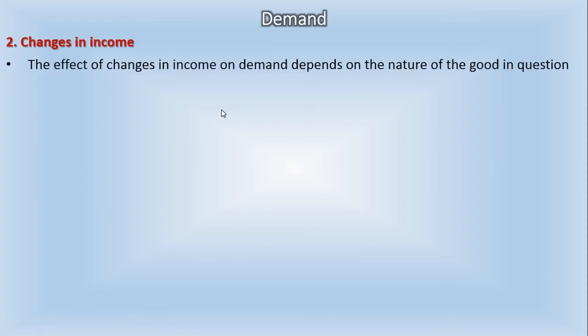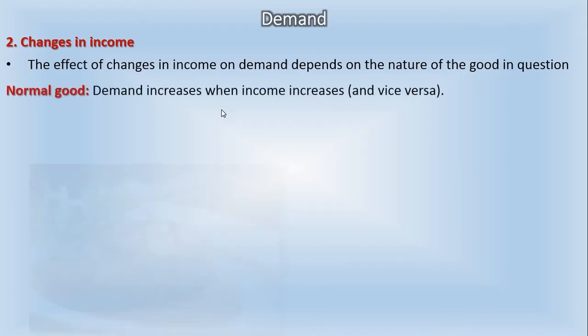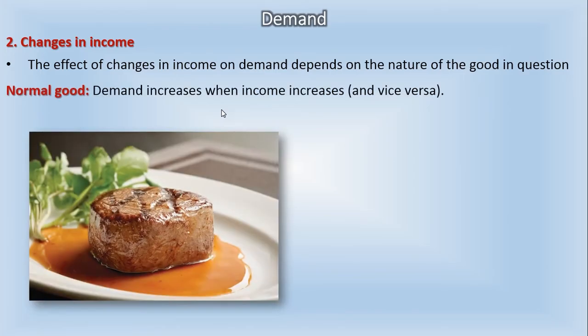All right, the next big shifter of demand is income. The effect of changes in income on demand depends on the nature of the good in question. There are two possible cases. If you have a normal good, then demand increases when income increases and vice versa. Demand will decrease when income decreases.